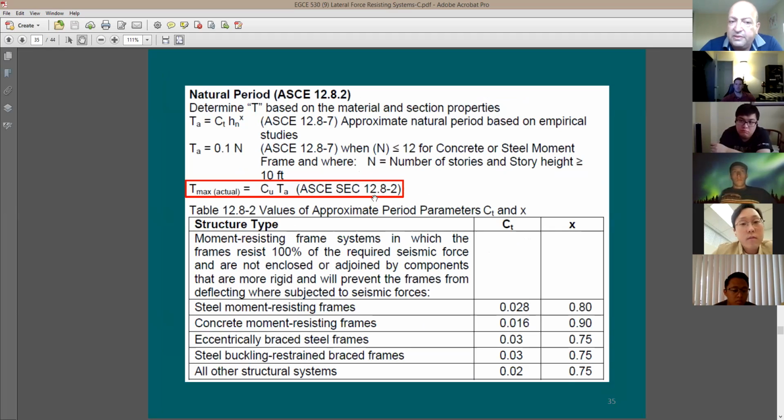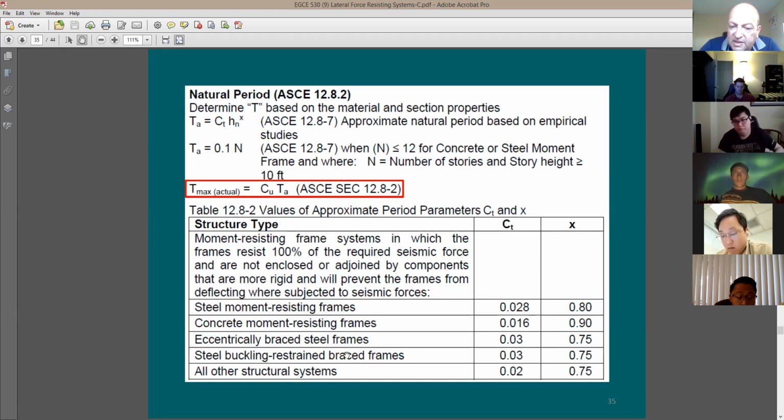Now, when it comes to natural period, we have the approximate method, and we went through this also last time. It's equal to some coefficient times the height of the structure to the power of x, and here are the x value and C sub T value. If you have a steel moment frame, your C sub T and x are this much. Concrete moment frame is given to you. Eccentric braced steel frame, here we go.